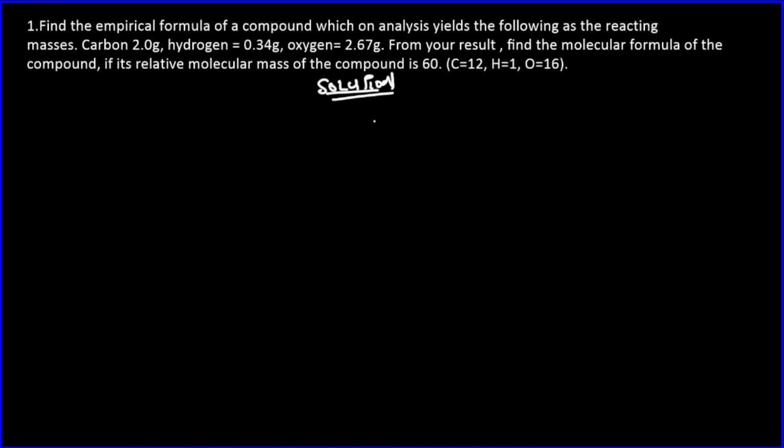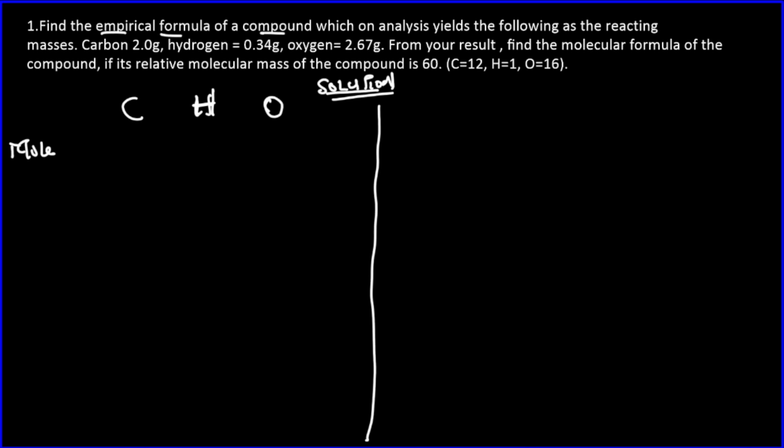Solution. Now, the first thing to write is the symbol of each element, C, H, O. Remember, the first step I said, to find the empirical formula, we first need to look for the empirical formula. Find the empirical formula.